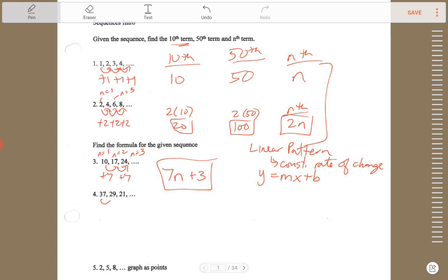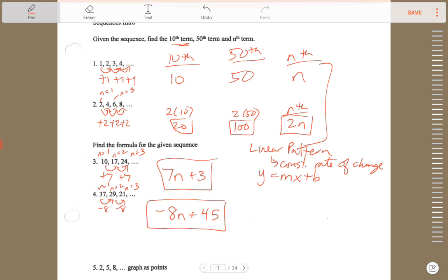Let's try the next one. From 37 to 29, what is that? That's subtract 8 each time. 29 to 21, again, subtract 8. This is our first term, our second term, our third term, and because you're always subtracting 8, you've got that linear pattern going. So we're going to have negative 8, that's our slope, times n. Negative 8 times 1 is negative 8. How are we going to get that 37? We'll have to add 45, right? So our pattern is negative 8n plus 45.